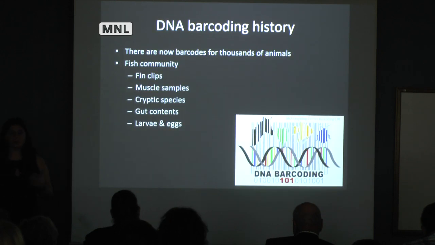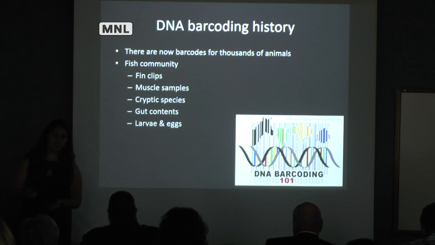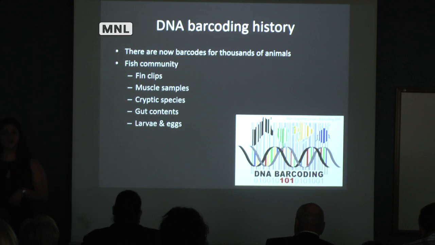And so DNA barcoding has been super popular. There are now thousands and thousands of barcodes of animals, and the fish community has also picked up on this. The fish community can use things like fin clips, where they take a tiny piece of the fish's fin and identify it, or they can use a muscle sample, like just puncture a piece of the muscle out. They can look at cryptic species, so identifying species that look exactly the same to us.